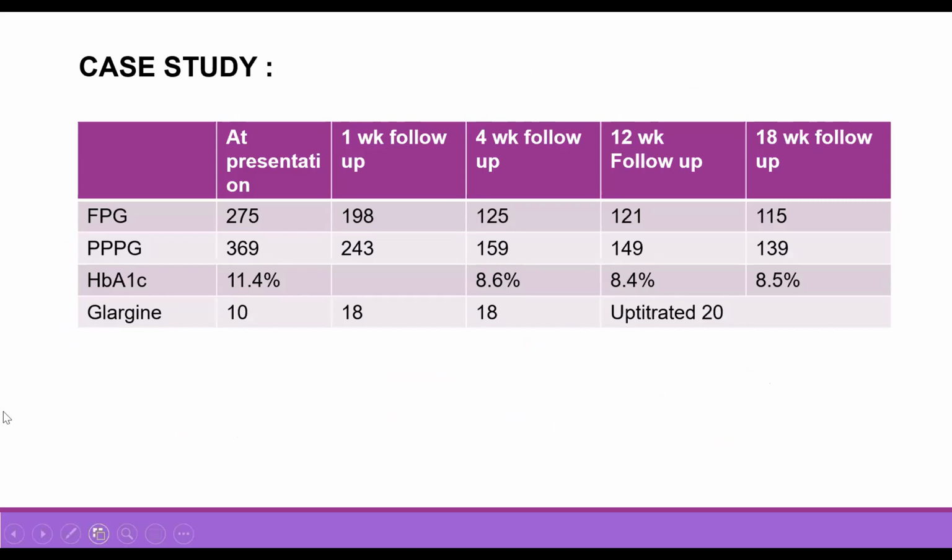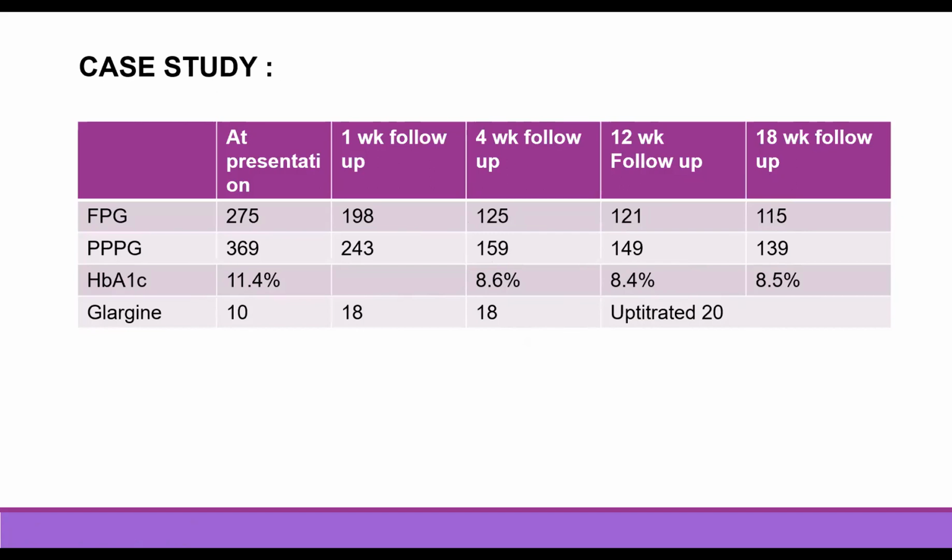Now, over a period of time, we followed this patient and found after 12 weeks or 18 weeks that the fasting and postprandial glucose are well controlled, but the HbA1c remained at the same level. This is quite frustrating because we have achieved good glycemic control as far as fasting and PP are concerned, but the patient still has a higher HbA1c.